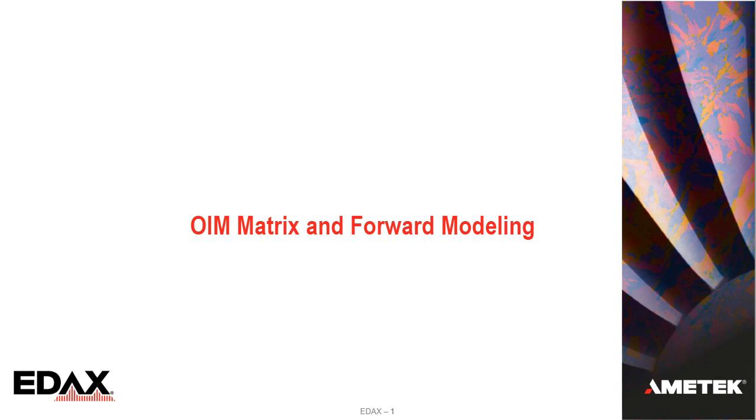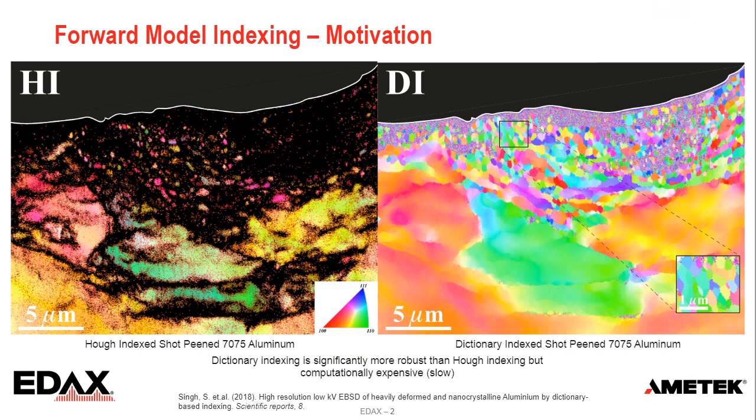I think I was already introduced, but I'm going to be talking about forward models and how they're used for EBSD. A lot of what I'll show is currently available in MATRIX, and then I'll show some upcoming functionality. I'm going to start, for those who are not familiar, with some motivation about why we bother doing all of the hard work of forward model indexing.